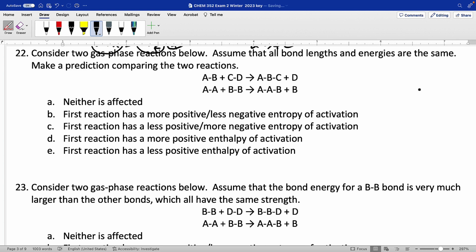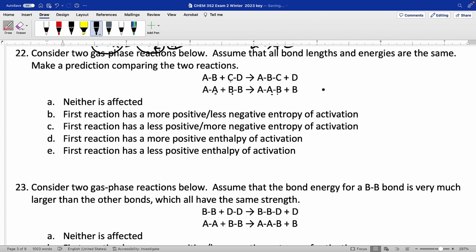Now we're comparing two gas phase reactions, and all the bond lengths and energies are the same, and we're supposed to make some prediction. So if we look at these, we can see B is going to react with C to form a bond. We're breaking the CD bond. And here A is reacting with B. We're making an AB bond and breaking a BB bond. Now, since all the bonds are the same strength, this means that delta H for the reaction will be 0.